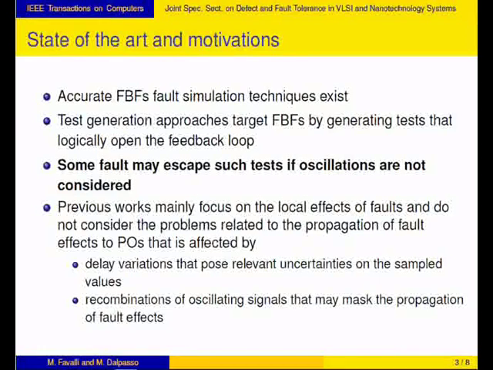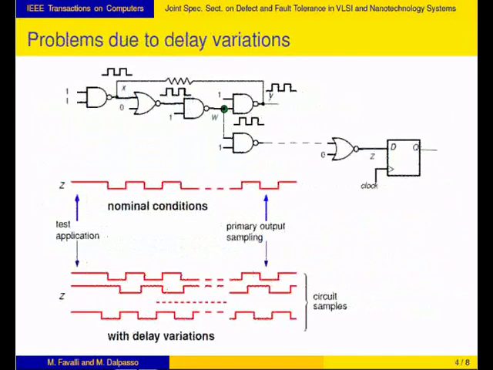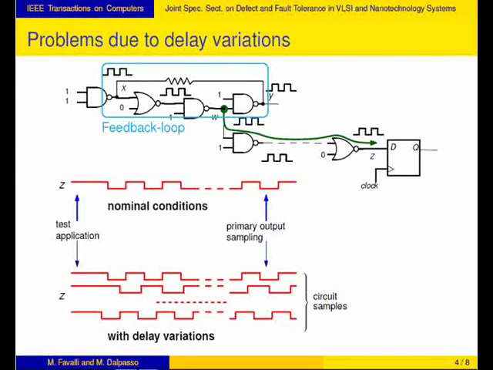We show that the delay variations typical of nanoscale CMOS circuits as well as signal recombinations may mask the propagation of fault effects. This figure shows the main problem targeted in this work with an example of feedback bridging fault that may lead to oscillations when the logic path between lines X and Y is sensitized.